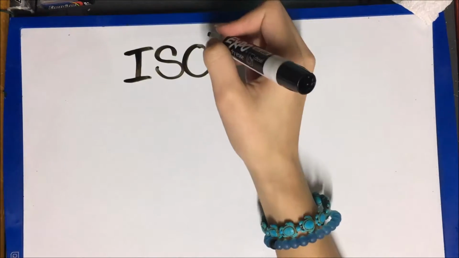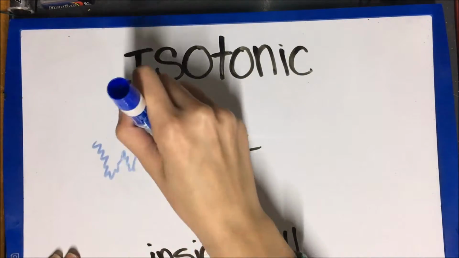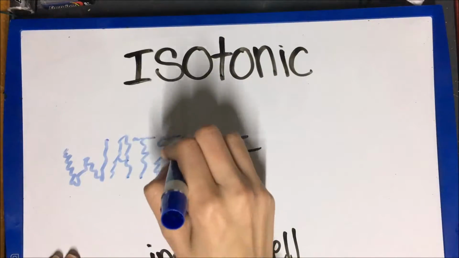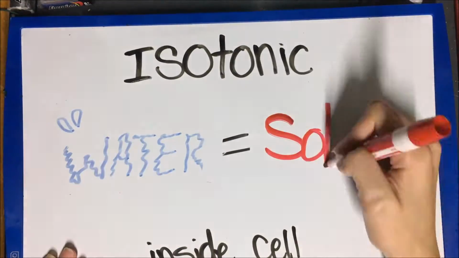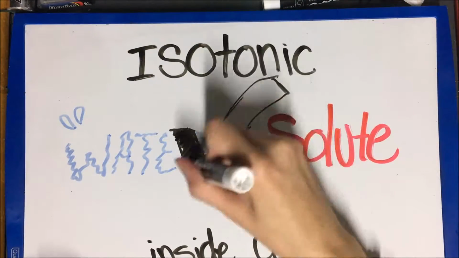Lastly, and what is preferred for an animal cell to thrive, is an isotonic cell. If a cell is isotonic, it has equal amounts of water and an equal amount of solute in the cell. This is what all animal cells need to maintain homeostasis.